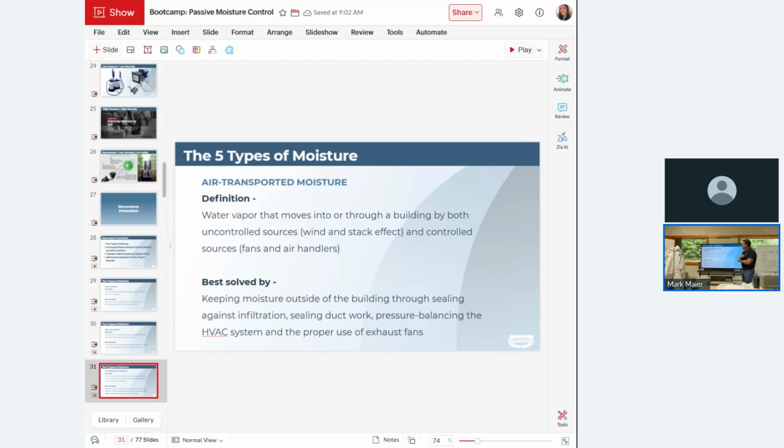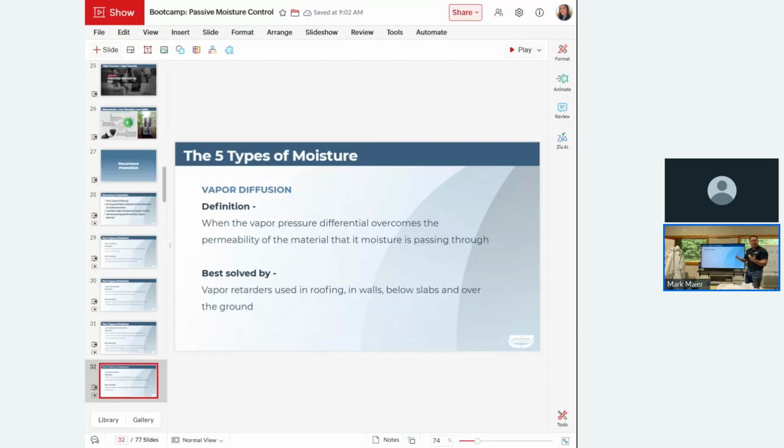Next slide. So now we talk about vapor diffusion, right? I said one leads to the next. What's the definition? When the vapor pressure differential overcomes the permeability of the material that its moisture is passing through, right? We've evaporated.